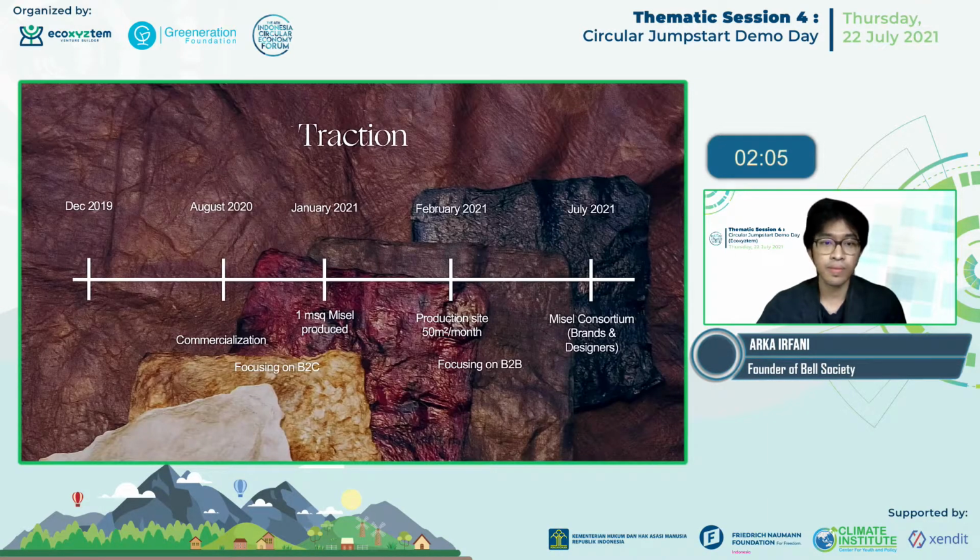This is our traction. We started in December 2019. We currently can produce 50 square meters of Mycelle per month. Last year, we earned about $6,000. And we currently can convert about 100 kilograms of waste each year by partnering with farmers.